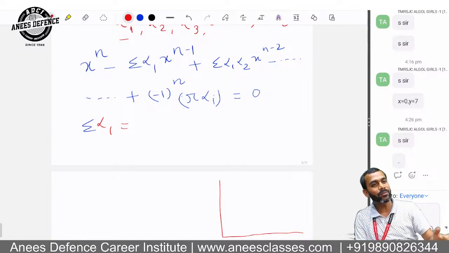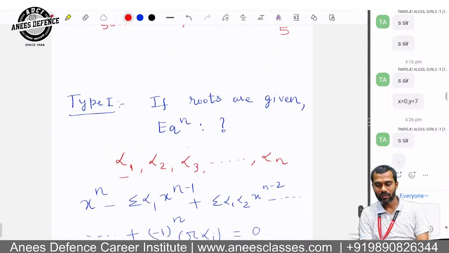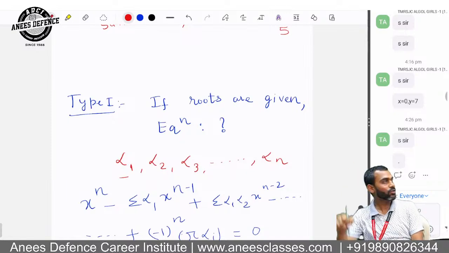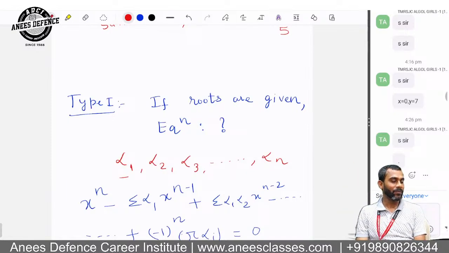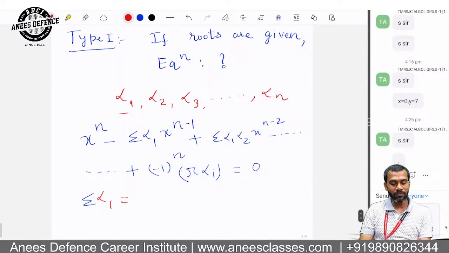Roots are given and we are supposed to find out the equation. Yes, see here. मैंने लिखा है ना यार इक्वेशन क्वेश्चन मार्क। गिवन क्या है रूट्स, निकालना क्या है इक्वेशन: अल्फा 1, अल्फा 2, अल्फा 3, अल्फा n. These are the roots and we are supposed to find out the equation.